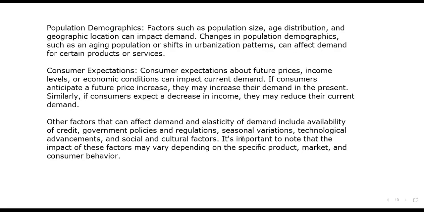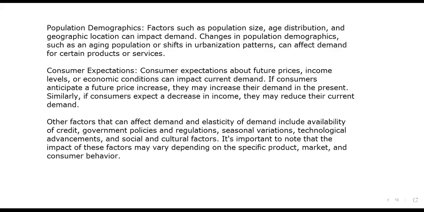You expect the future prices to go up, so meaning you buy more of a particular good like fuel. You anticipate them to decrease, you wait until they decrease. So these will affect the demand. Other factors that may affect demand are closely related to elasticity of demand, which include availability of credit, policies, regulations, seasonal variations, technological advancements, social and cultural factors. Also take note of these factors that they vary depending on the type of good.